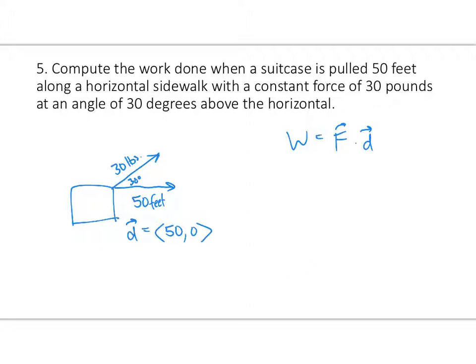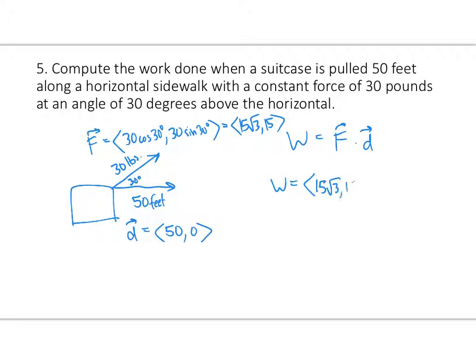That means that using trigonometry, our force vector is simply 30 times the cosine of 30 degrees, comma, 30 times the sine of 30 degrees. That's going to be 15 radical 3, comma 15. So that means that the work is the force vector, 15 radical 3, comma 15, dotted with the distance vector, 50, 0, and that's just going to be 750 times the square root of 3, and the units here are foot-pounds.